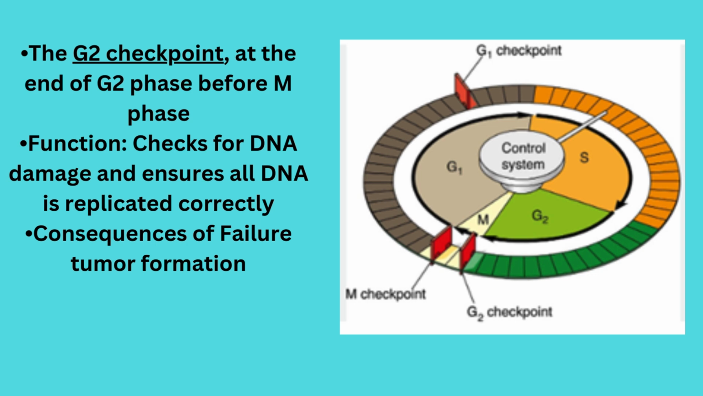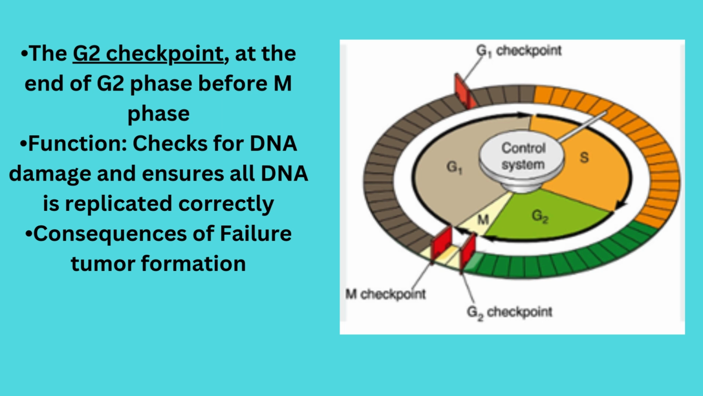If errors or damage are detected, the cell will pause at the G2 checkpoint to allow for repairs. It will not proceed. Instead, it will allow for repairs if there is damage. If the checkpoint mechanisms detect a problem with the DNA, the cell cycle will be halted and the cell attempts to either complete DNA replication or repair the damage of the DNA.